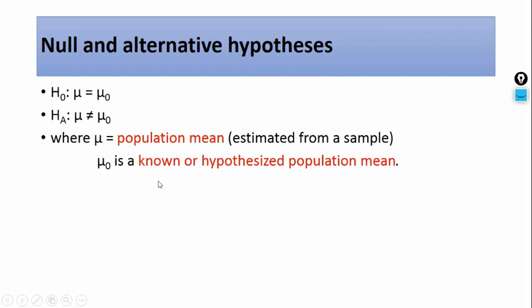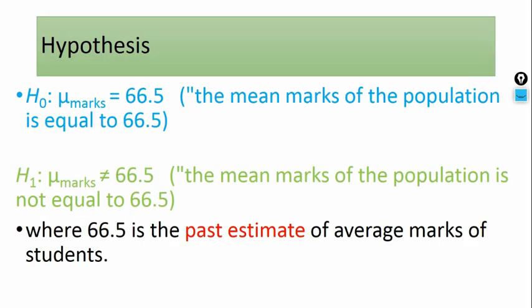In this case, we would like to compare with 66.5. So we will write mu marks, which means the marks of the population. The mean marks of the population is equal to 66.5. If we explain in words, the mean marks of the population is equal to 66.5. H1 or HA: mu marks is not equal to 66.5. The mean marks of the population is not equal to 66.5. This is the sign of not equal to. Here 66.5 is our hypothesized mean or past estimate of the average marks of students.